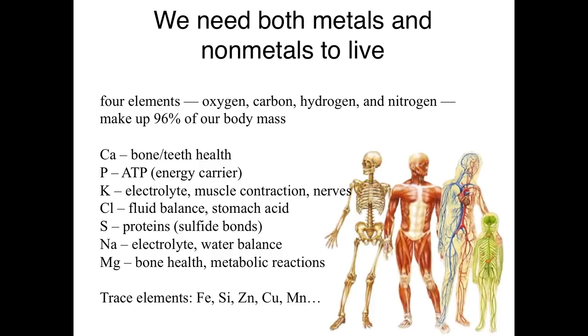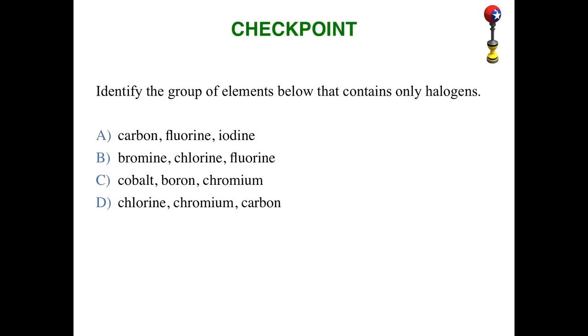And then there are a lot of trace elements that you need, and they are also called microminerals. For example, Fe, iron, Si, silicon, Zn, zinc, Cu, copper, Mn, manganese, and so on and so forth. There's a lot. Alright, good. So hopefully that provided you some practice in looking up chemical symbols and names.